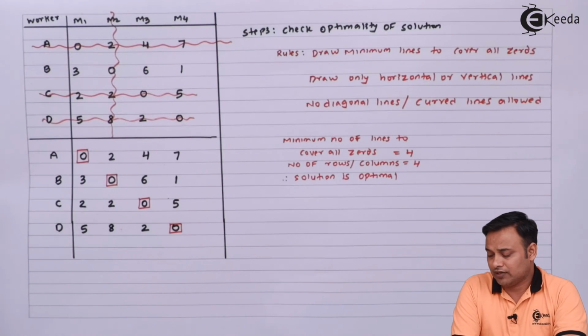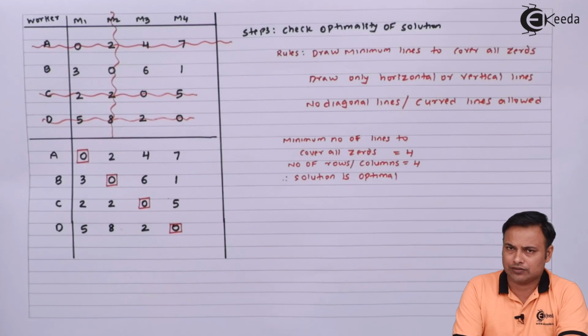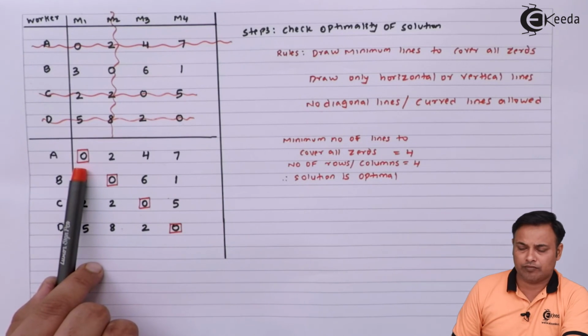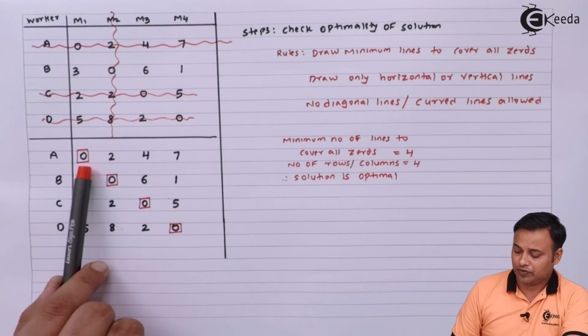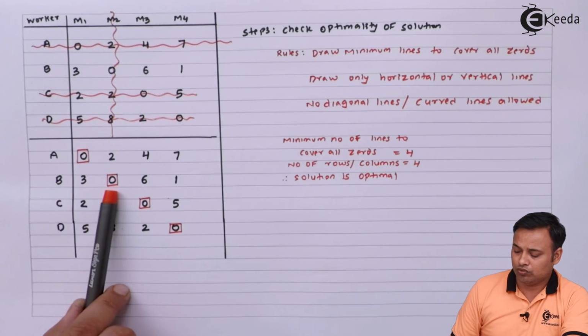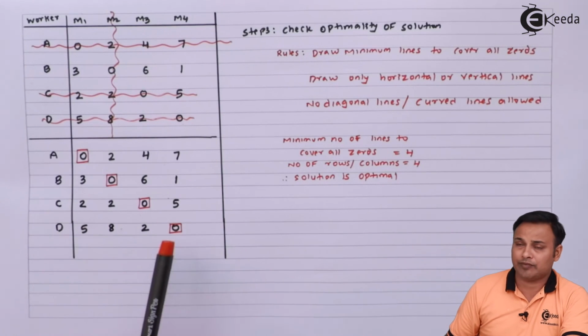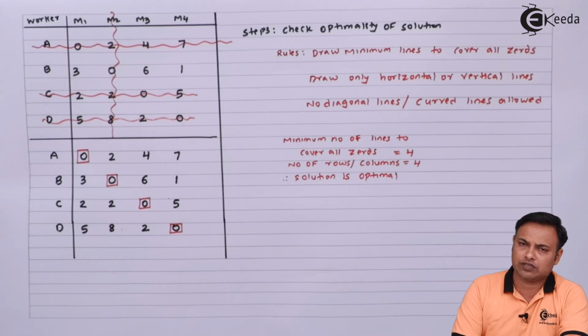This red square and the rectangles indicate the assignments. So I have assigned A the first column, machine 1, B is assigned machine 2, C is assigned machine 3, and D is assigned machine 4. That way our allocation goes. Let's see what's the final solution.